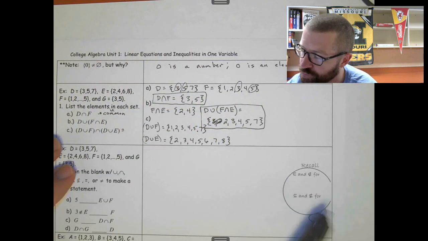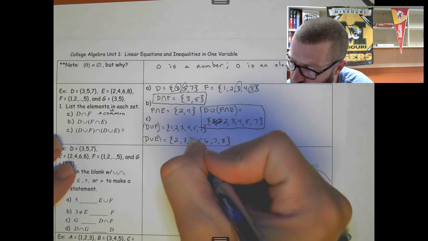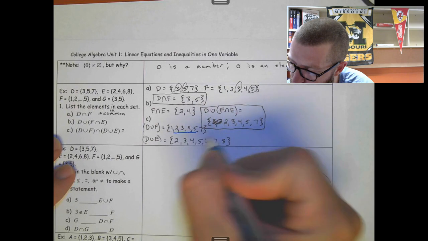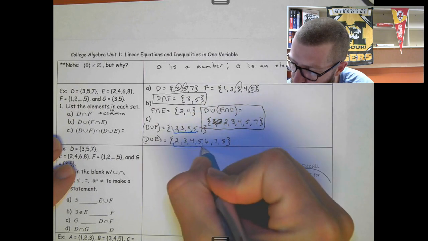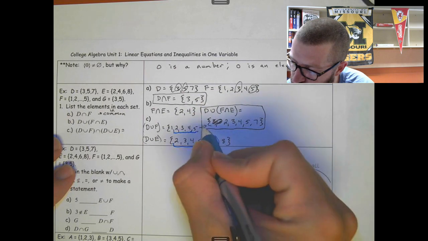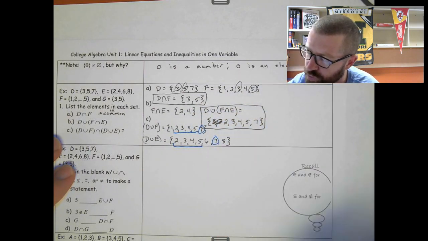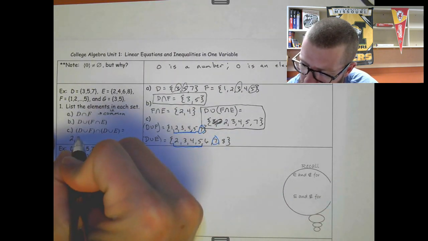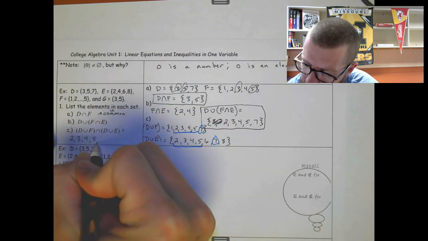And then we'll put them together, or not put them together, but what do they have in common? So they both have this 2, 3, 4, and 5, and then they both have a 7. So this would be 2, 3, 4, 5, and 7.